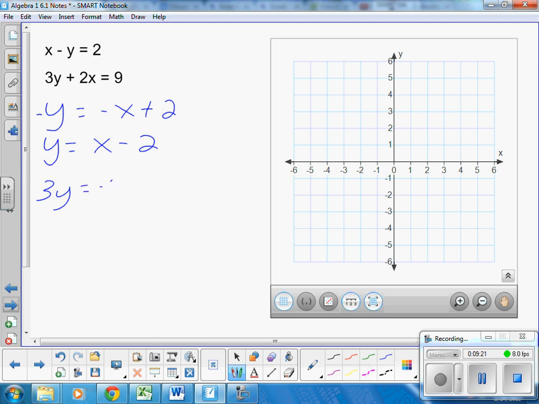3y is equal to a negative 2x plus 9. Divide by 3, y is equal to a negative 2/3 x plus 3. So the first equation, my slope is 1, intercept is a negative 2. So my intercept is a negative 2, and my slope is 1.